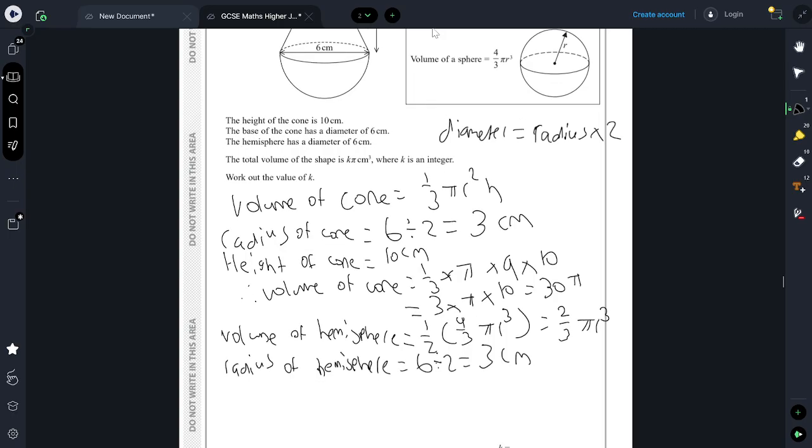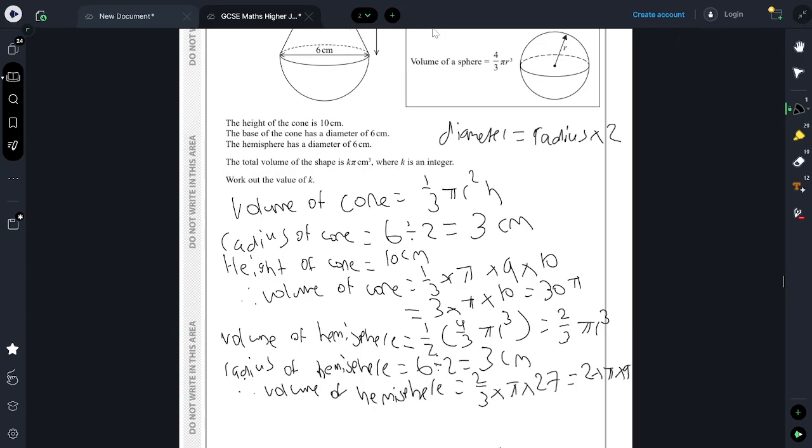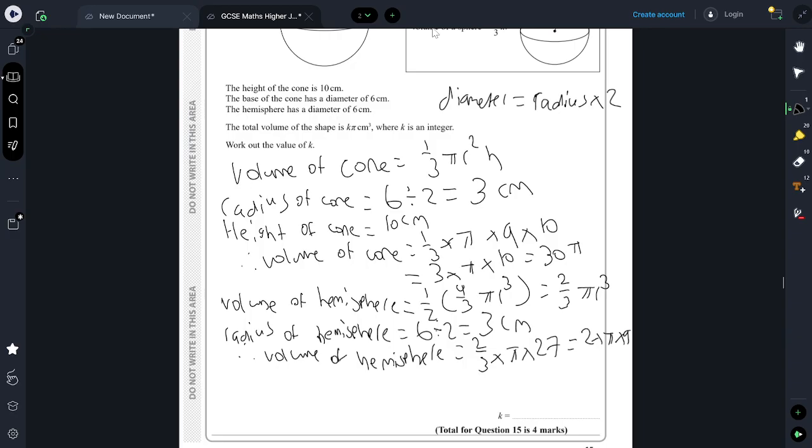So therefore, the volume is going to be 2/3 times pi times 3 cubed. Now, 3 cubed is 3 times 3 times 3, which is 27. Now, the 27 again cancels with the 3, so you're left with 2 times pi times 9. 27 divided by 3 is 9. So you're left with 18 pi.